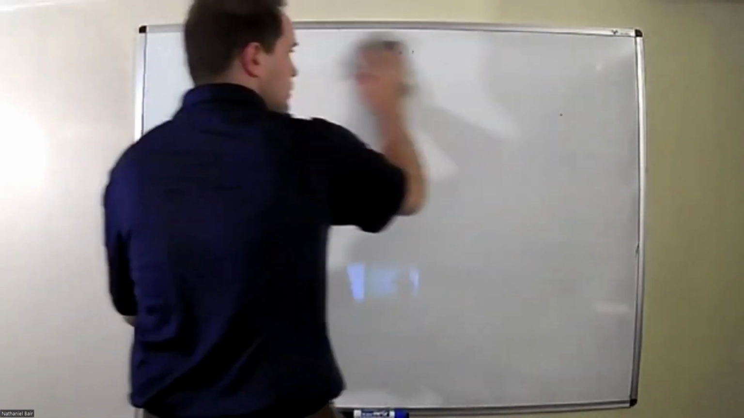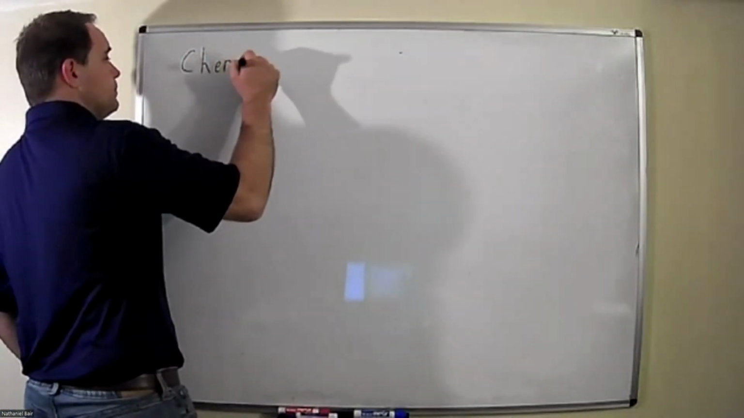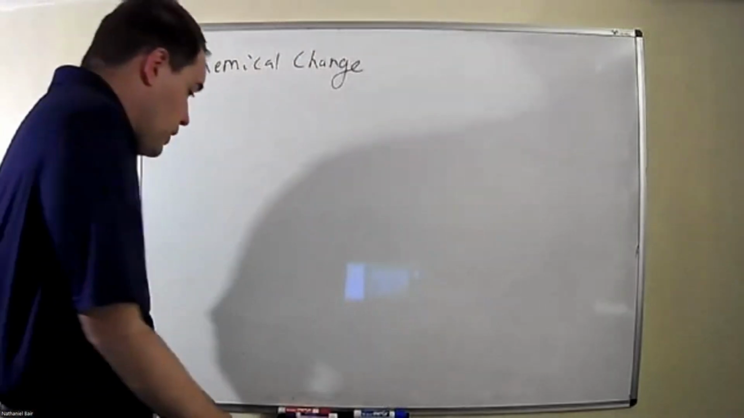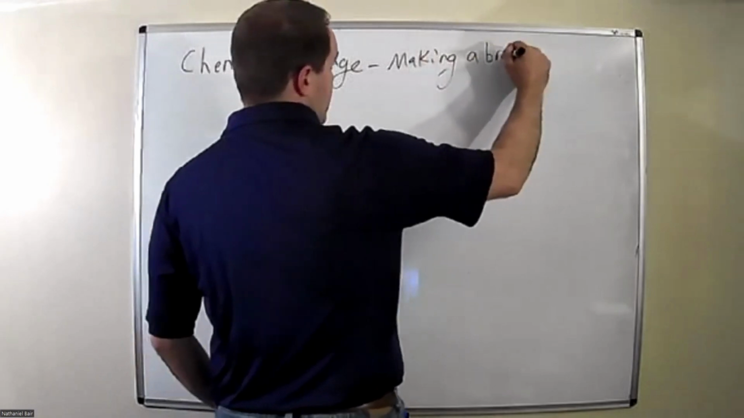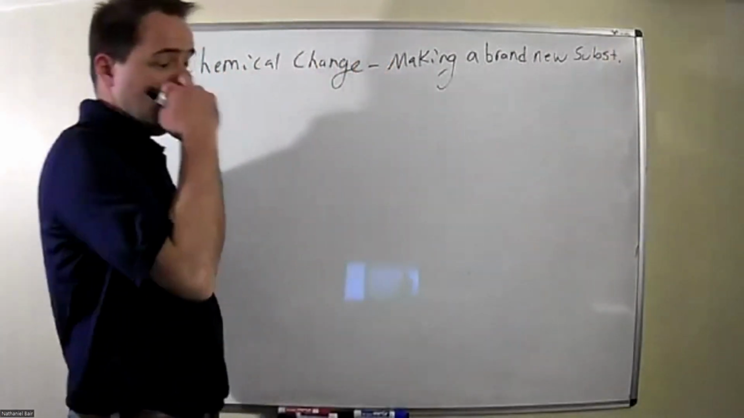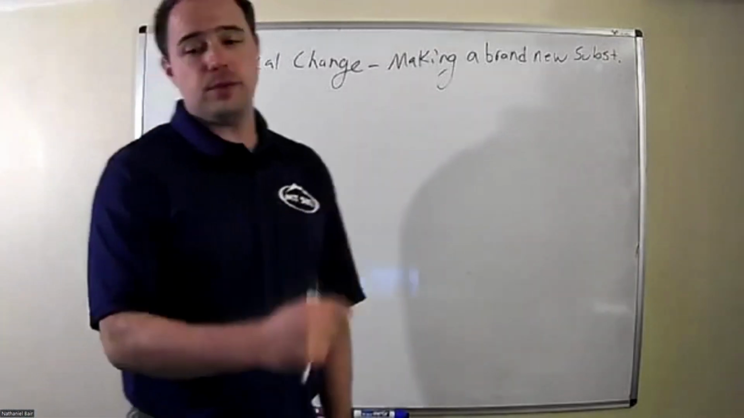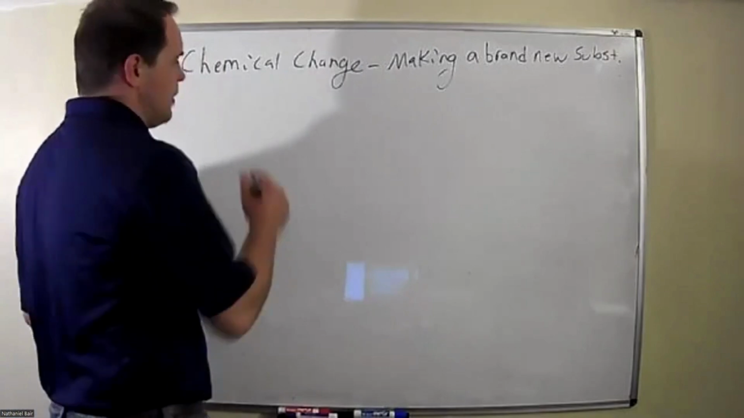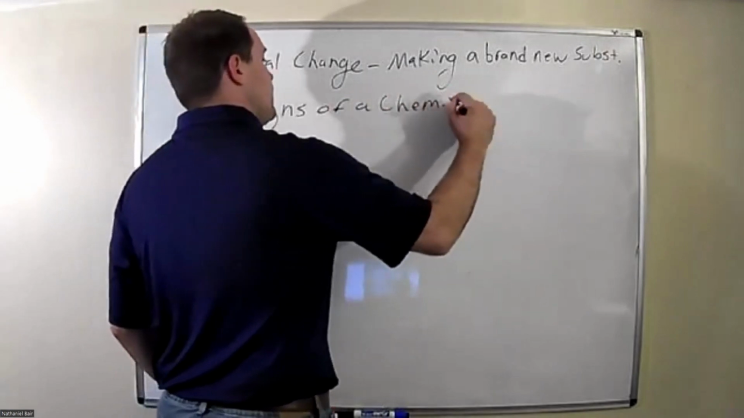chemical change. In a chemical change, you are making a brand new substance, and it's going to have totally different properties. And when you make a brand new substance, there's usually at least 1 of 5 things that has to happen. There's 5 signs of a chemical change.